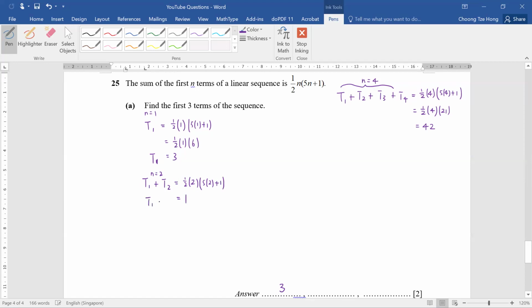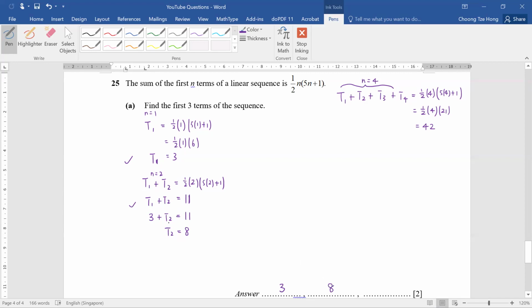Okay, so the first two terms, T1 plus T2, is 11, right? Looking at this 9 and this 9, T1 itself is 3. So in other words, we can say that 3 plus T2 will give us 11. This would mean that T2 is going to be 8. So this allows us to find the second term, T2.